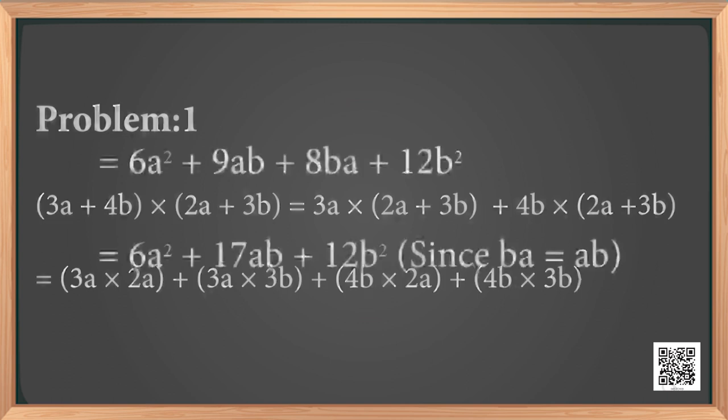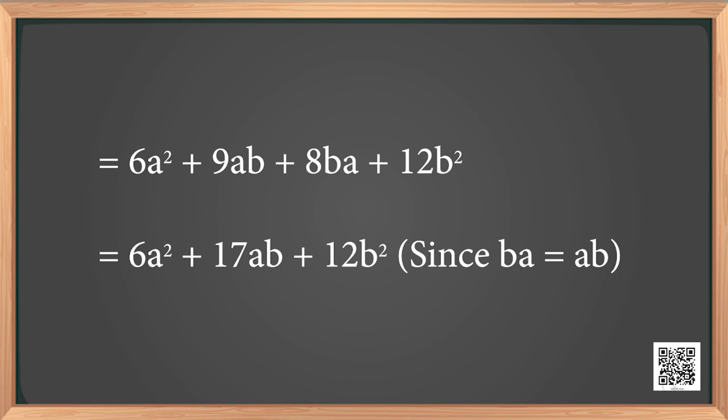which is equal to 6a square plus 9ab plus 8ba plus 12b square, which is equal to 6a square plus 17ab plus 12b square, since ba is equal to ab. When we carry out term by term multiplication, we expect 2 into 2, 4 terms to be present, but two of these are like terms which are combined, and hence we get 3 terms.